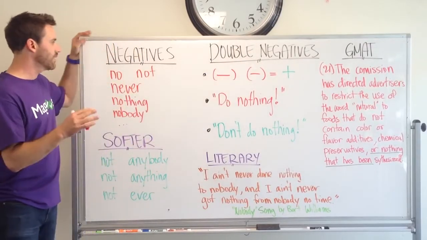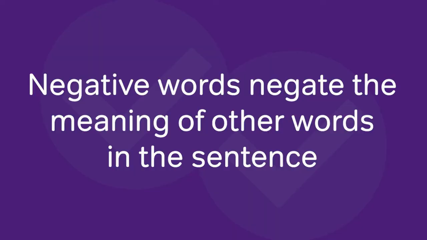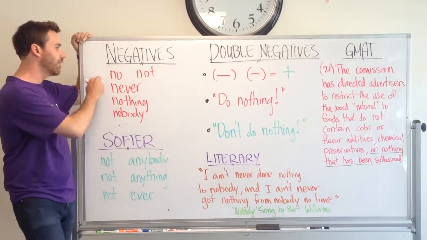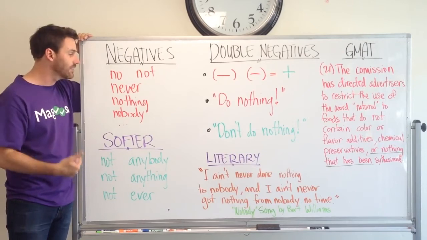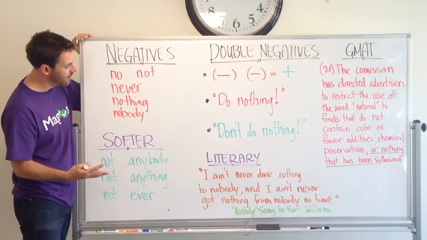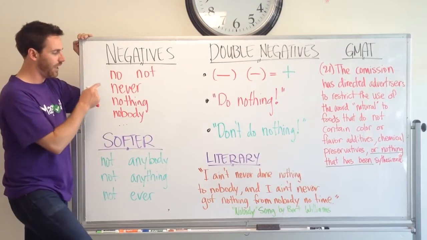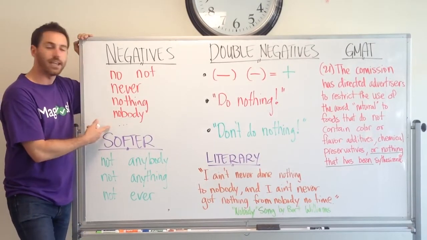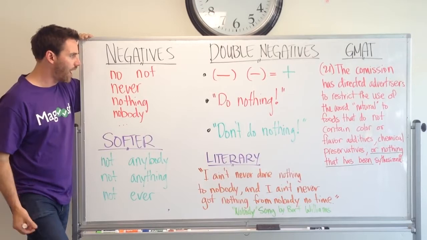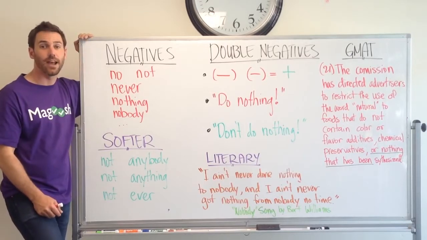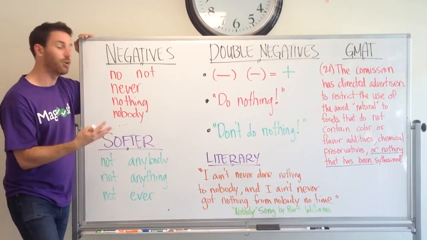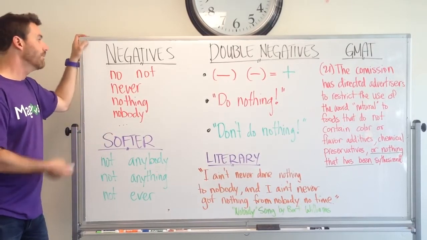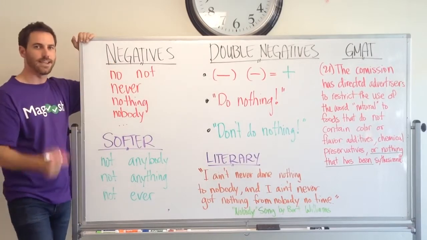But first, just to be clear, negative words negate the meaning of other words in the sentence. So in English, we have words like no and not that can negate verbs, nouns, adverbs, and we have some other negative words as well, like never, nothing, nobody, and there are more out there. In other languages, it can be a little bit different how negation works. Sometimes you're negating verbs, or you're using a different verb ending to show negation. But in English, we just add the word no or not, and things get negated.